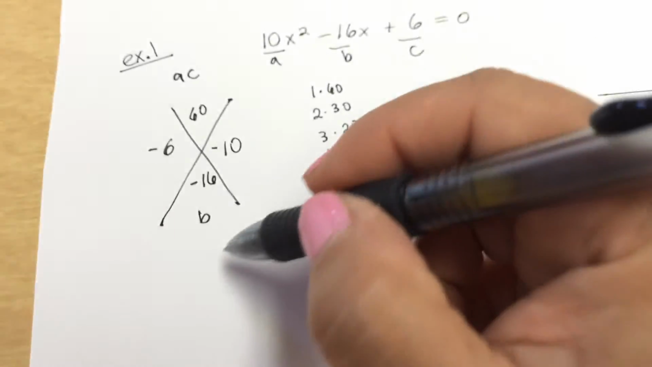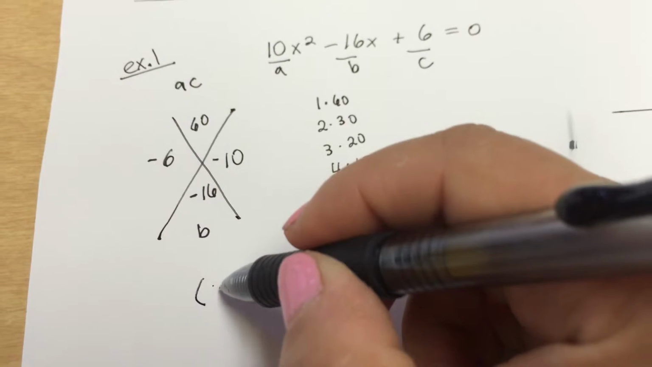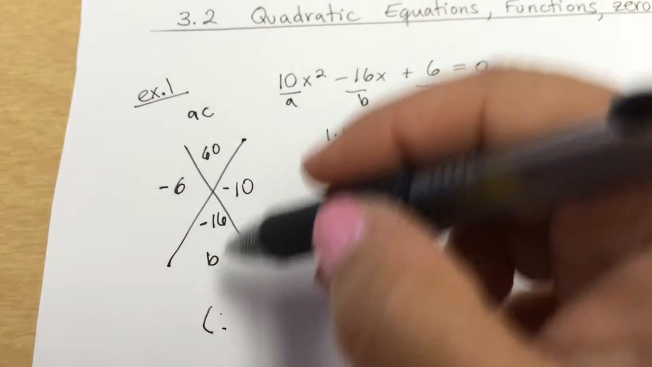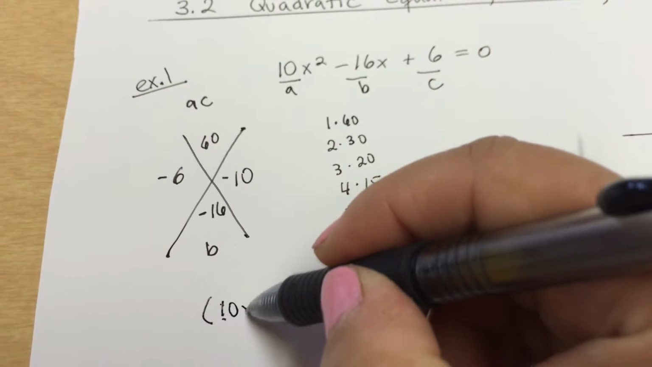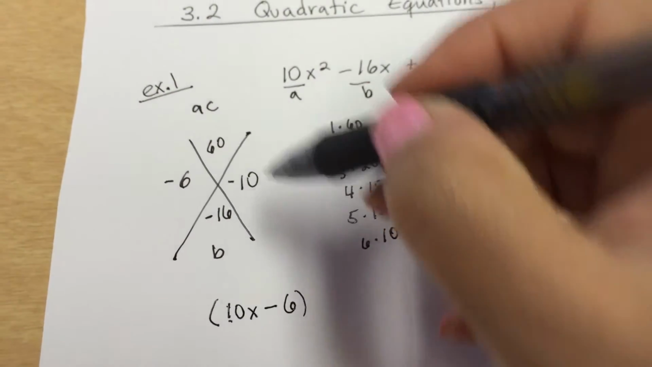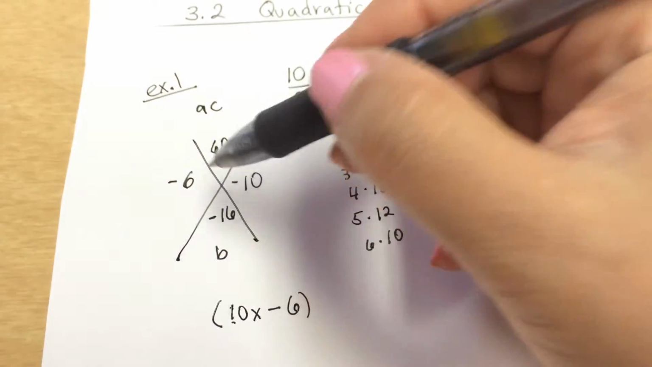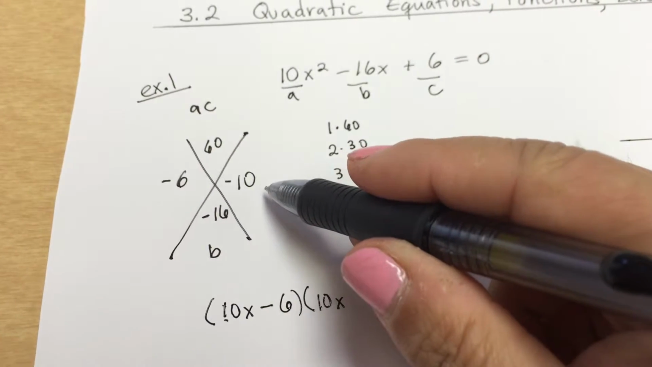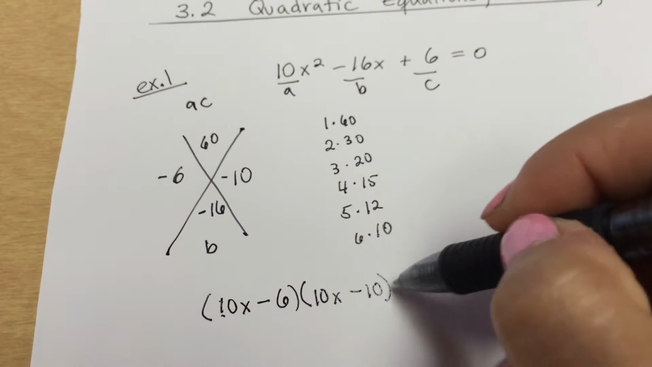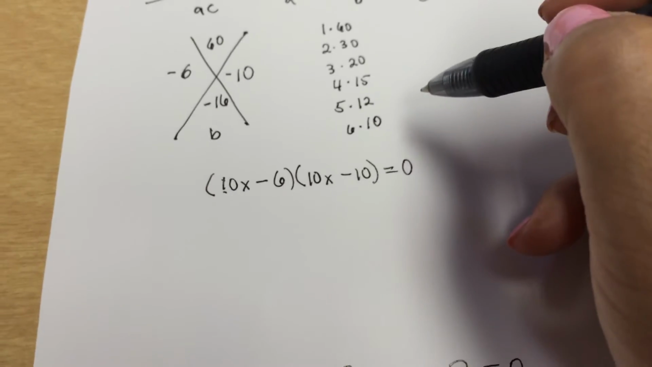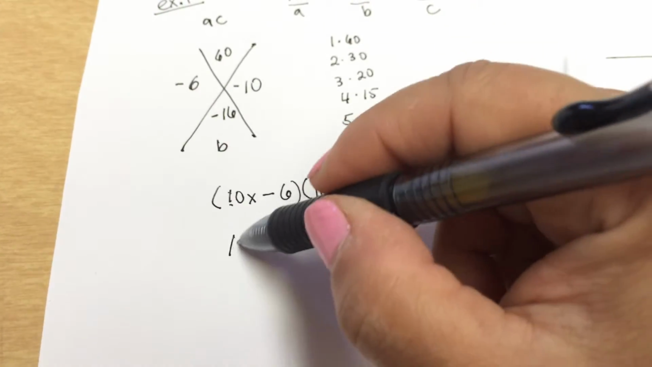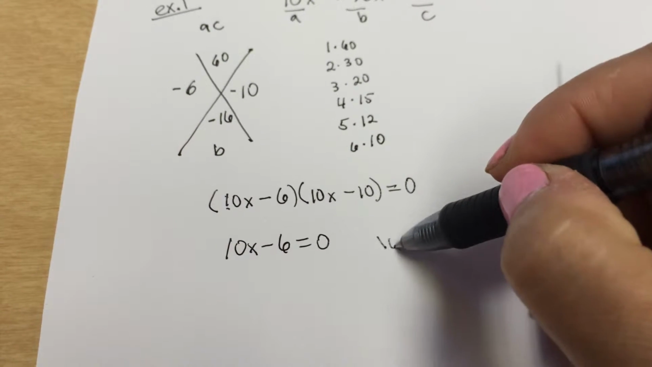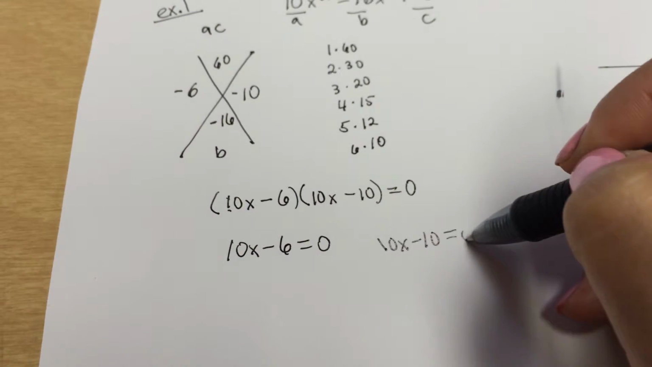So now let's go ahead and put these in the parentheses. When I put them in the parentheses, the first part right here is always the A. So in our case, A was 10 right here. So we're going to go 10x, and then I copy the minus 6 from here. That's the number I'm putting in the parentheses. And then the second parentheses, doing the same thing, I have 10x, and then again minus 10 in this case. And then we're going to set each of the parentheses equal to 0 and solve for it. So the first part becomes 10x minus 6 equals 0. And the second part is 10x minus 10 equals 0.